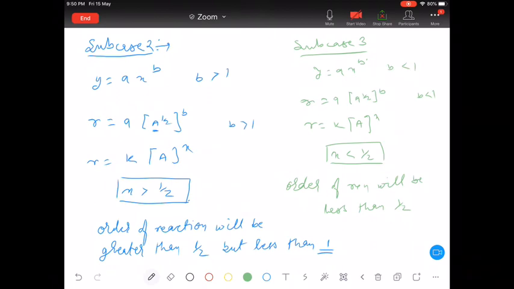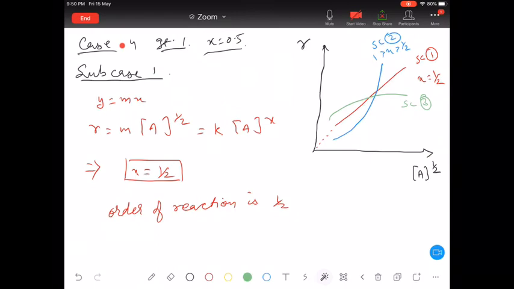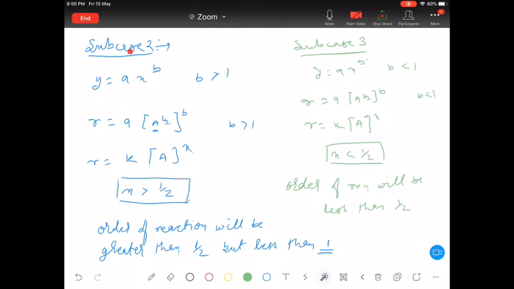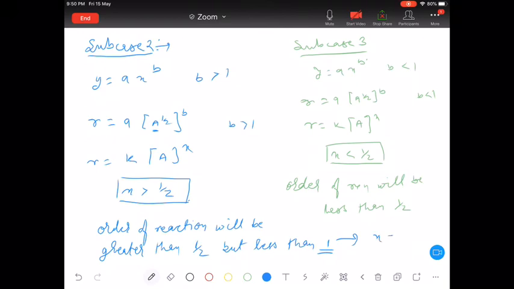Now again in sub case 2 and sub case 3, further cases will happen. Now you can choose any of these two cases. Let's say I choose sub case 2. If I obtain sub case 2, the order is in between 1 by 2 and 1. So if I am getting sub case 2, now I'll make a different iteration. The next iteration will be what? Here we are getting that it is greater than 1 by 2 but less than 1. Let's assume for this case, let's say I assume x is equal to 0.75.